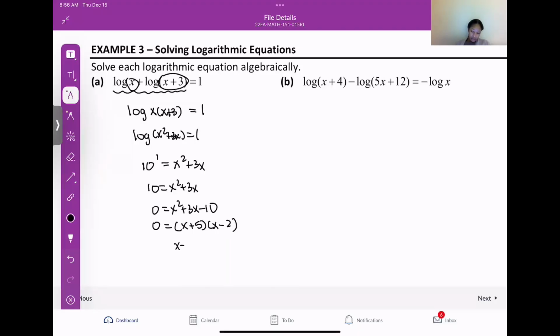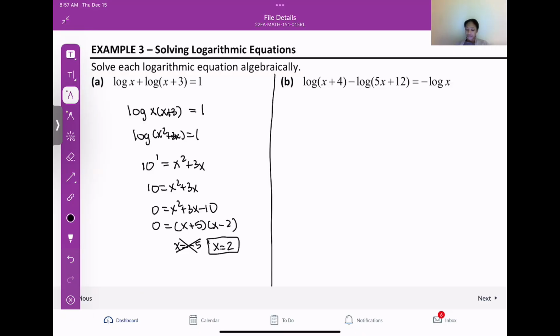We get x is equal to -5 and x is equal to 2. Again, we have to check both of these answers. Looking at our original equation, if I plug in 2, I have log of 2, that's fine, and log of 2 plus 5, that's fine. If I plug in -5, I get log of -5 and log of -2 plus -5 plus 3, which is -2. I can't take the log of a negative number. -5 does not work as an answer, and only x equals 2 would be a solution.